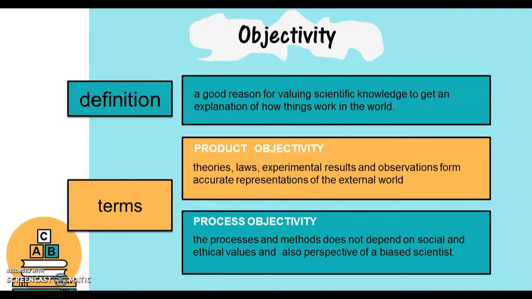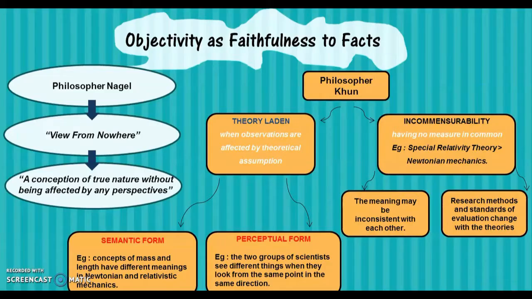Secondly, process objectivity. Science is objective, in which the processes and methods do not depend on social and ethical values, or even perspective of a scientist. The first natural conception of objectivity is objectivity as faithfulness to facts. Nagel describes the objective perspective as the view from nowhere. The only valuable perspectives are the ones which are not affected by humans' mind and other influences.